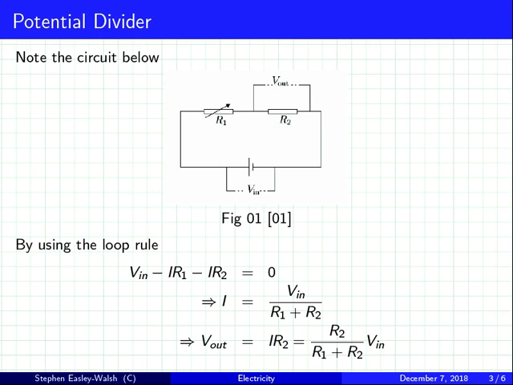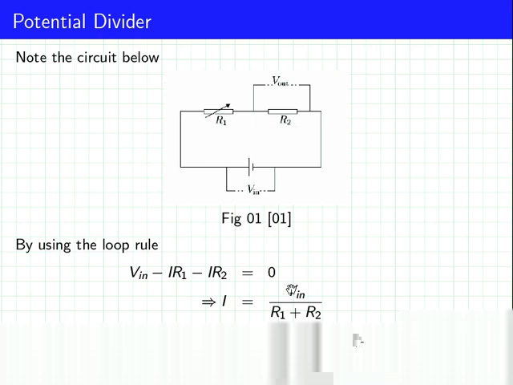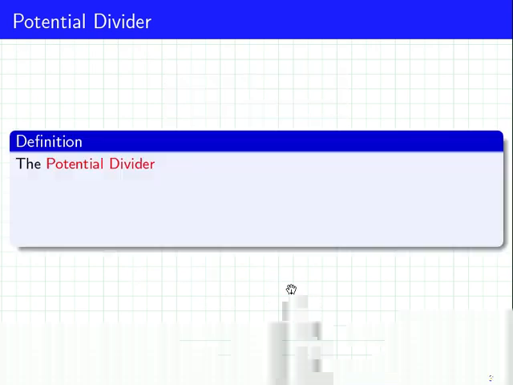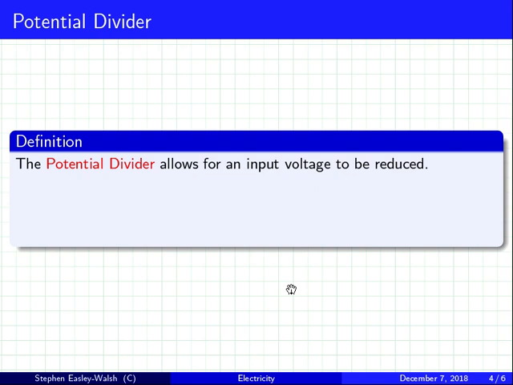Voltage. Yeah. So what this does is it divides the voltage. You have a voltage that goes in and you have a different voltage here. This voltage is not the same as this voltage. They're different. So to answer your question, Summer, the potential divider allows for the input voltage to be reduced.